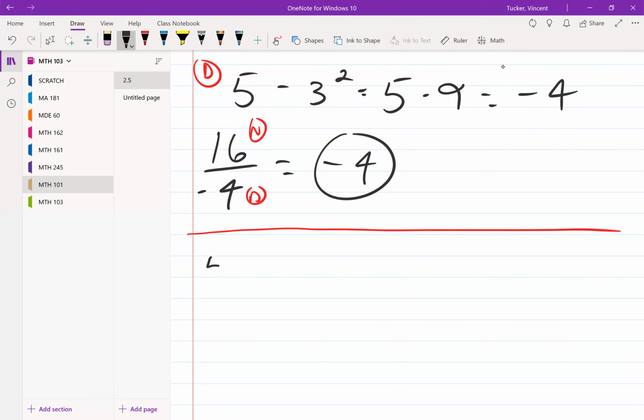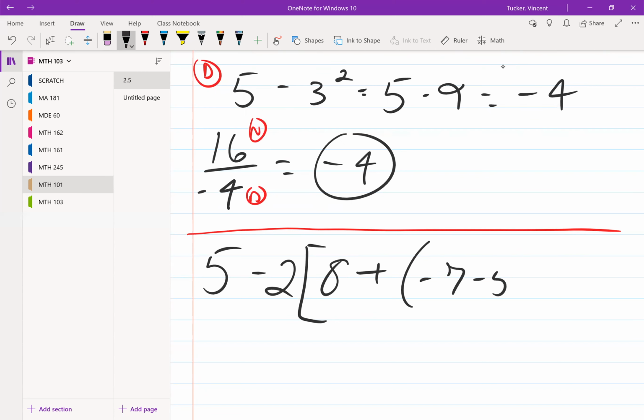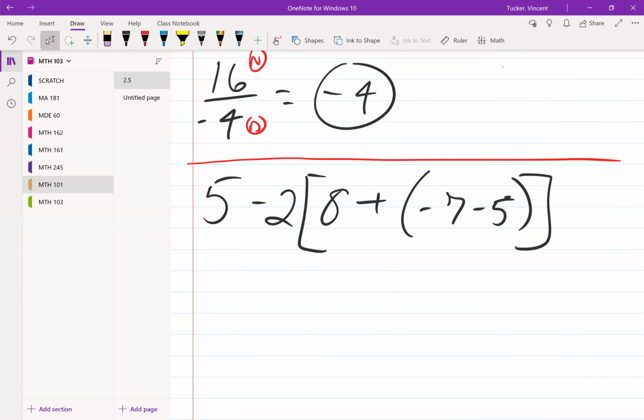All right, let's do one more like this. Well, one more using order of operations as a focus. So here we have 5 minus 2 times the quantity of 8 plus -7 minus 5. So we have grouping symbols here, and we have grouping symbols inside of another set of grouping symbols. So you do your innermost first, work your way inside out.